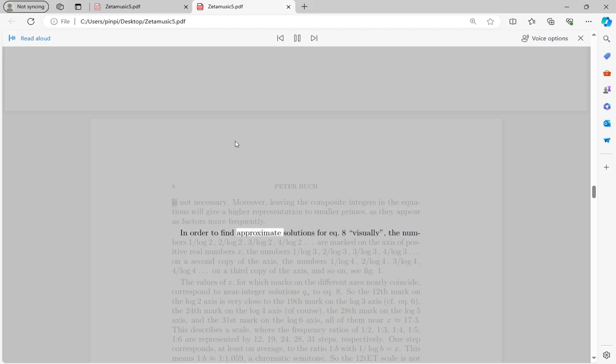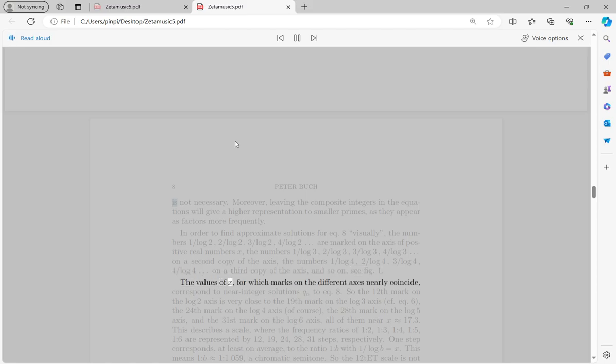In order to find approximate solutions for EQ8 visually, the numbers 1/log 2, 2/log 2, 3/log 2, 4/log 2 are marked on the axis of positive real numbers x, the numbers 1/log 3, 2/log 3, 3/log 3, 4/log 3 on a second copy of the axis, the numbers 1/log 4, 2/log 4, 3/log 4, 4/log 4 on a third copy of the axis, and so on, see Figure 1.